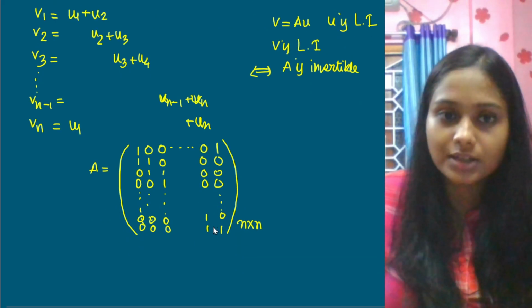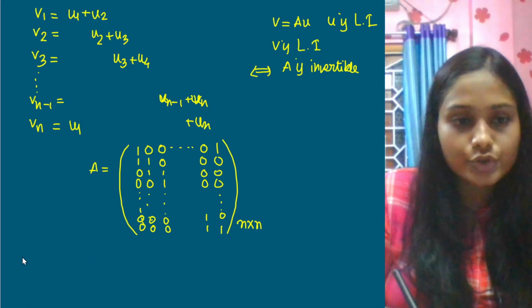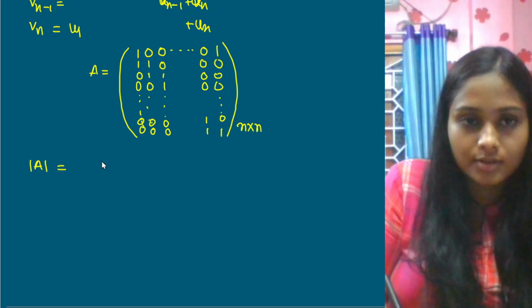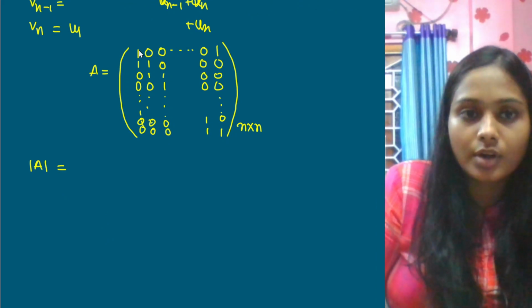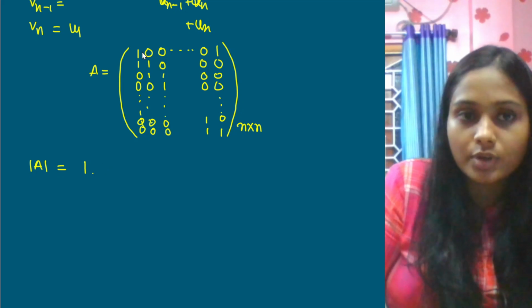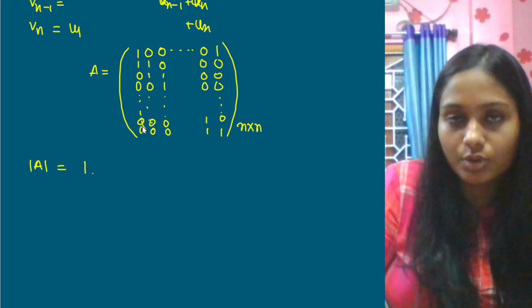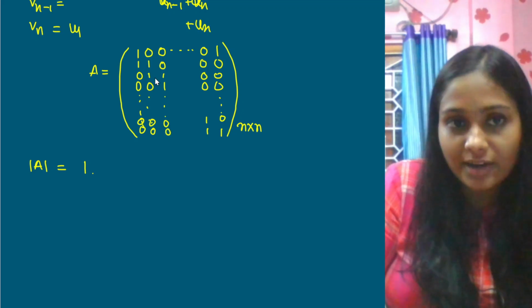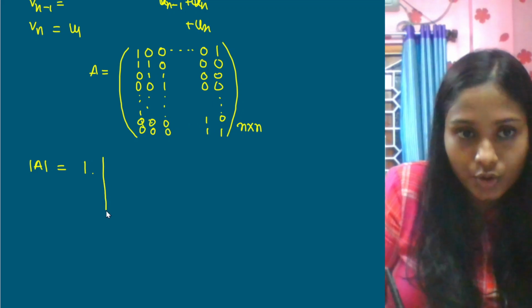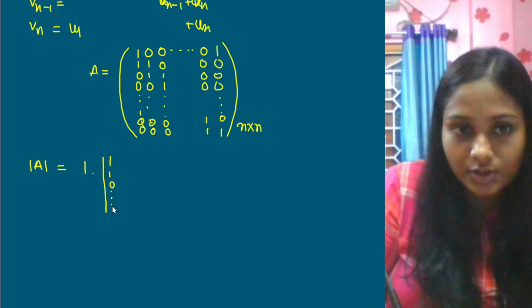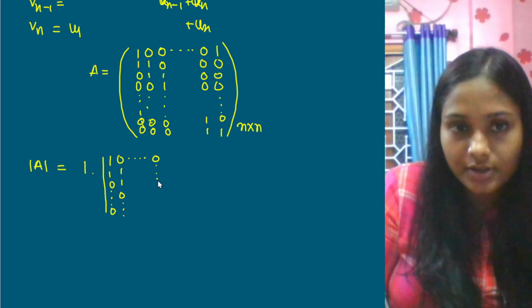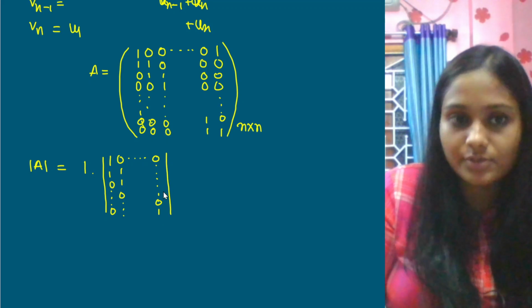So let us try to find the determinant of this matrix. So determinant of A will be 1 into, if we delete this row and this column, I mean we need to check what is the cofactor of 1, that will be this matrix. So it is determinant of 1, 1, 0, 0, 0. After that it will be 0, 1, 1, 0, 0, 0, and like this it will be 0, 0, and this last position is 1.